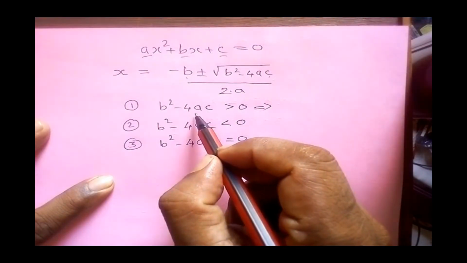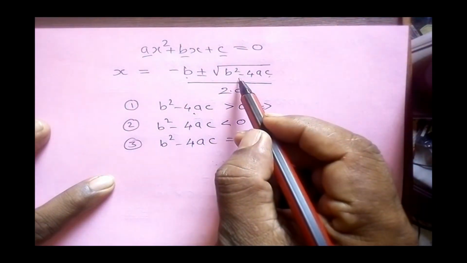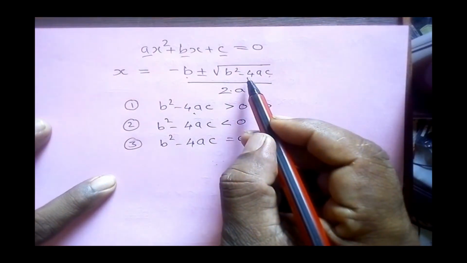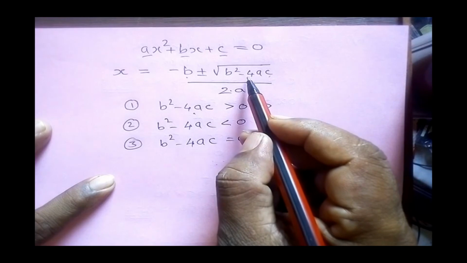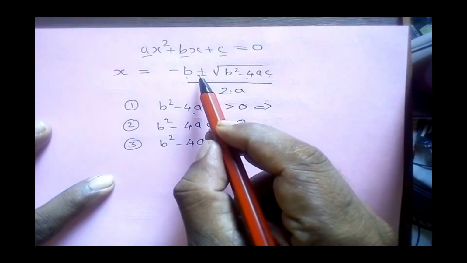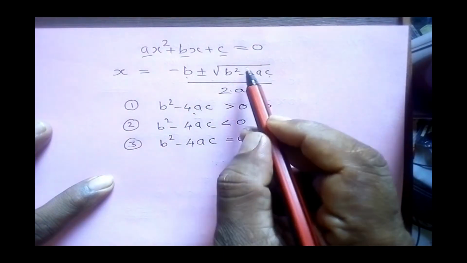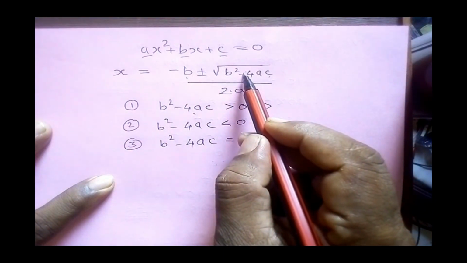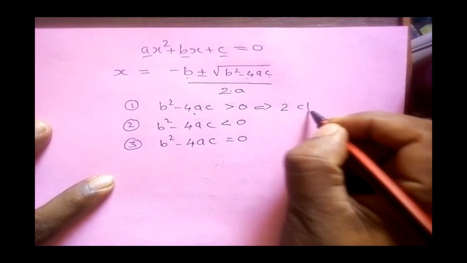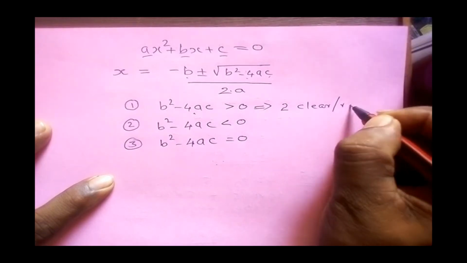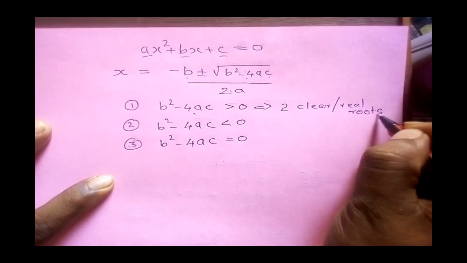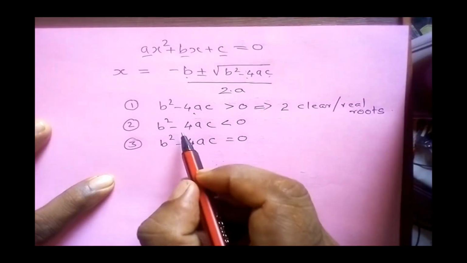When b square minus 4ac is greater than 0, whatever value inside this square root is a positive value and it will give you a clear square root. Whatever be the positive value, it will give a square root value. So we will have minus b plus or minus one positive value. So we will get two values. So this will give us two clear or real roots. Two real roots.